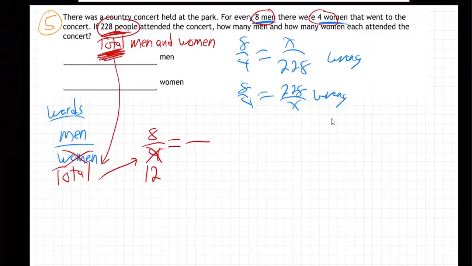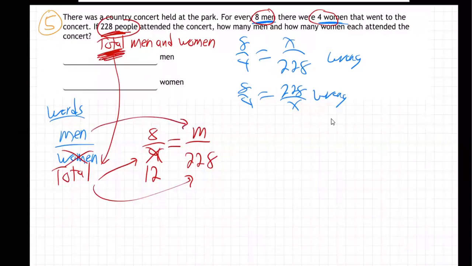Now, you might want to ask, could I put women on the top instead? Totally. It doesn't matter. You could put women over total or men over total. You can make it work either way. Just you've got to have total in the denominator with either men or women on the top. Why? Because that's where the 228 will be on the other side, because that's total men and women. And then the top is going to be my X, or in this case, I'll go M for men. You see how I got that proportion, those two equal fractions?